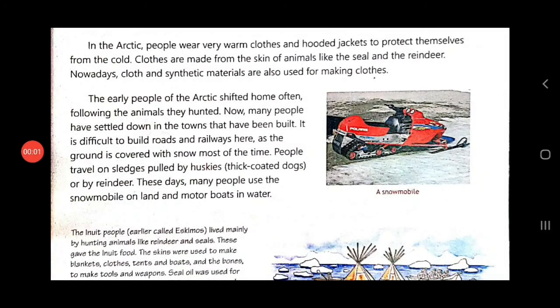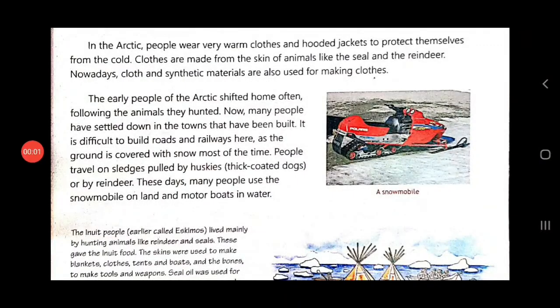Now, many people have settled down in the towns that have been built. Now children, there are many people who are now living a settled life, जो अब एक settled life जी रहे, in the towns. Earlier they used to move from one place to another, but now they are living a settled life.